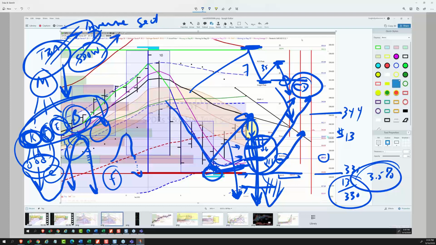But if it were to hold here, then you would see 1, 2, and now you have a double bottom. Now what happens if it comes back here? Does it reverse again, or does it get higher? Does it get through here, or does it fail here?